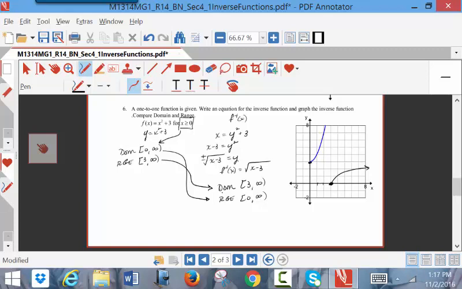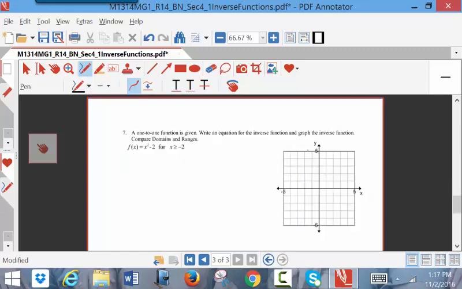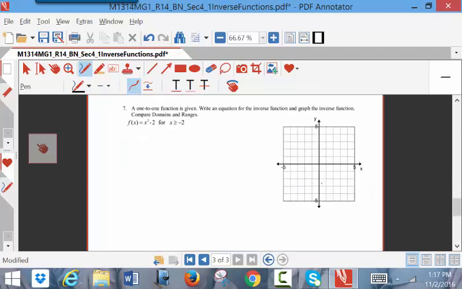All right? Okay, so what's on my next page? Same kind of thing. A one-to-one function is given. Therefore, they're telling me you're good to go with an inverse if it's one-to-one. Write the equation of the inverse and graph the inverse. Compare domains and ranges. Okay, so this is very similar to the other one. So I'm going to take it out of function notation, and then I'm going to talk about its domain.